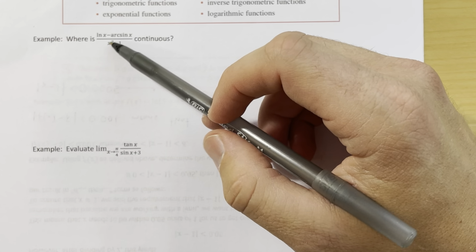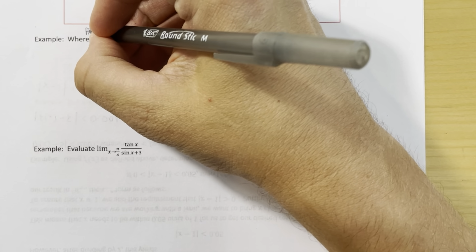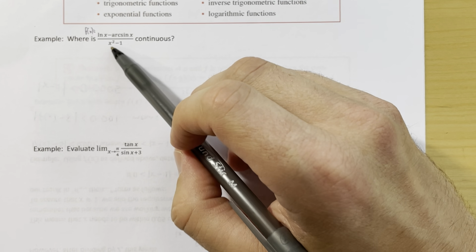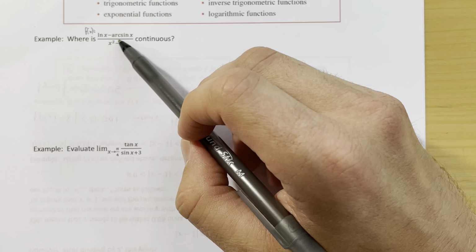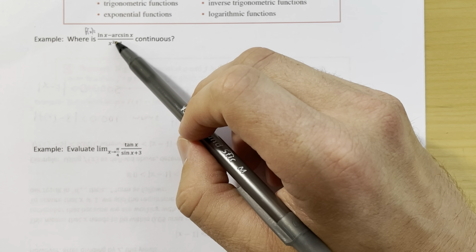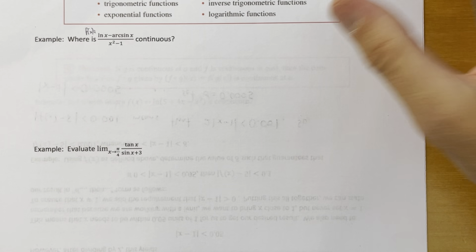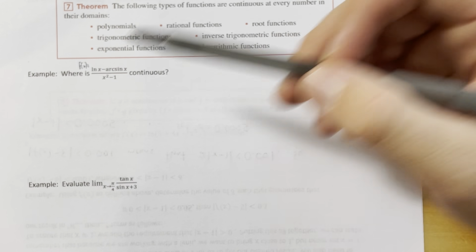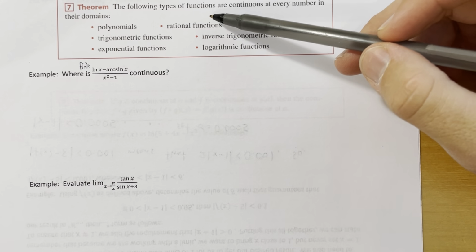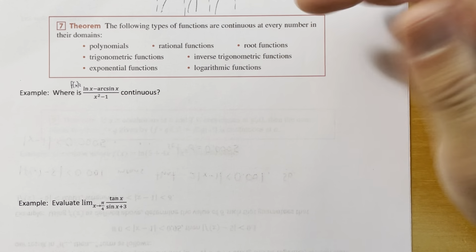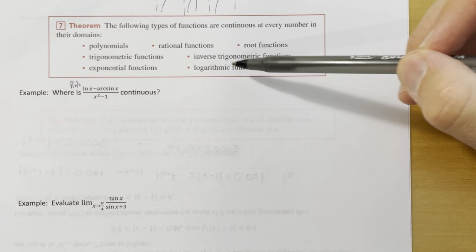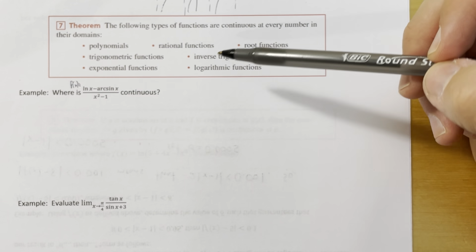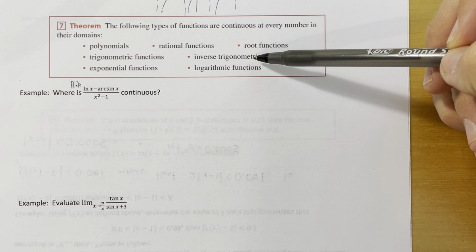Where is this function, I should actually write it as f of x equals, so we know that we're looking at a function, where is the function f of x equals natural log of x minus arcsine of x all over x squared minus 1 continuous? Well, each one of these, logarithm, inverse trig, polynomial, they're all a part of this listing of different types of functions. So by themselves, each one of those functions is continuous everywhere on its domain.